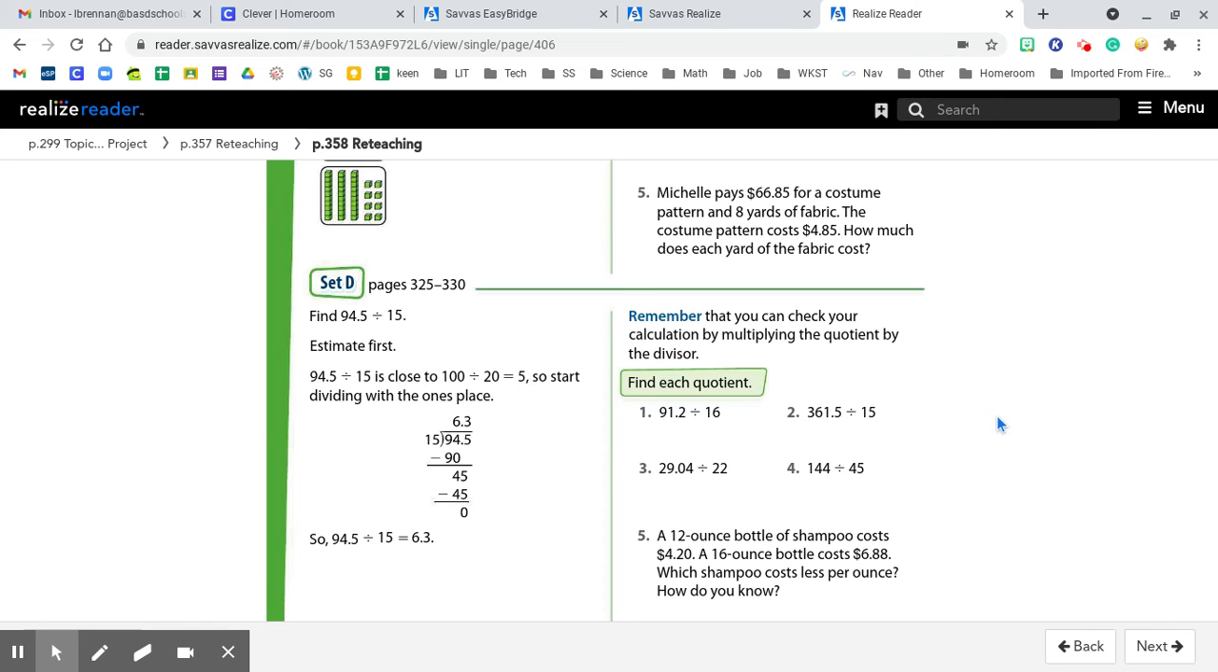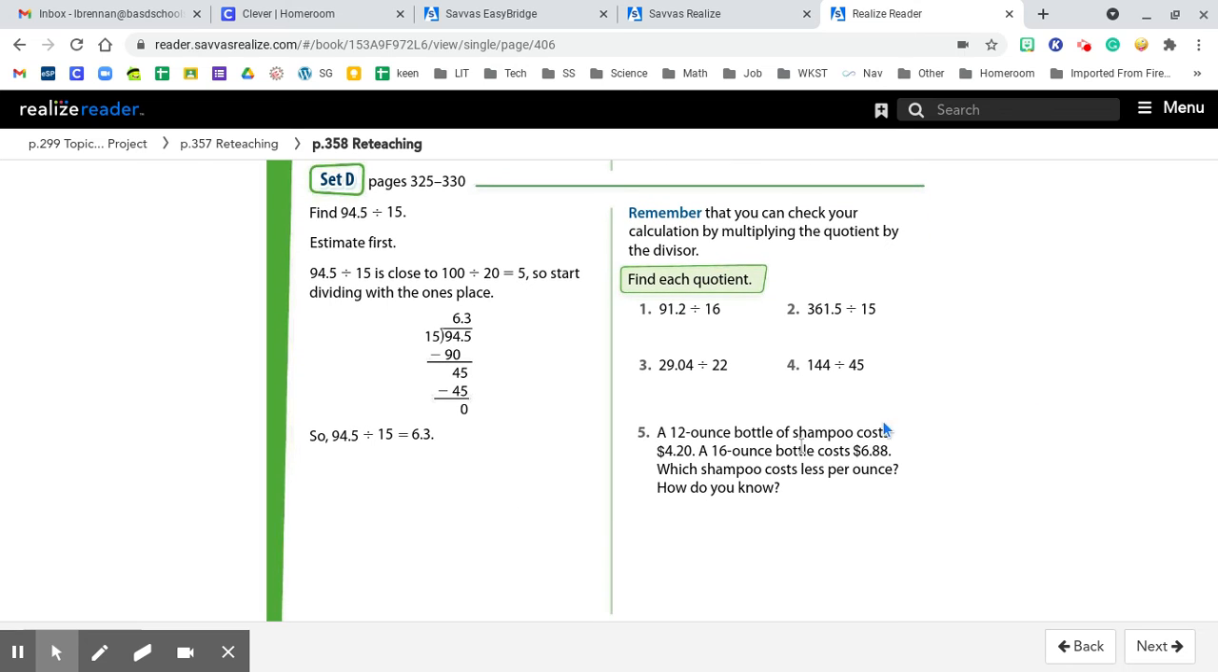So we're going to do set D. Give myself a little room here. Make sure you have loose leaf paper so you can write out the problem. So I'm doing number 1, 16 into 91.2. How many times will 16 go into 91? 16 times 10 is 160. So I'm going to start with 16 times 5.